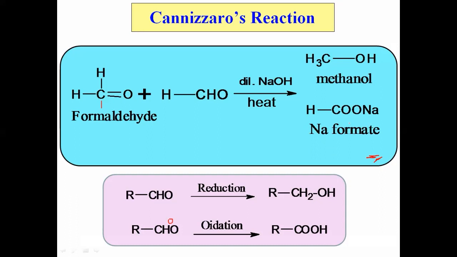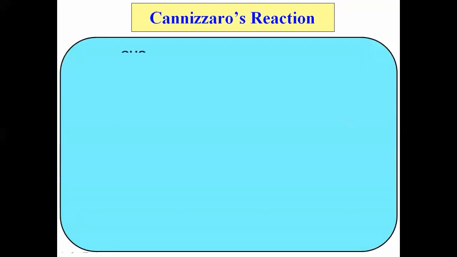And thus formaldehyde, when heated with dilute NaOH, undergoes self reduction and oxidation, and we get a mixture of two products. One is methanol and the second is sodium formate, and this reaction is called Cannizzaro's reaction. Now let us see one more example.